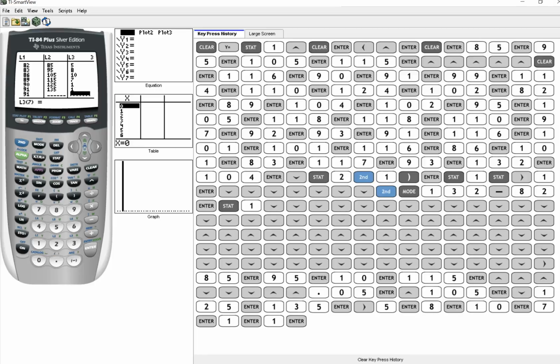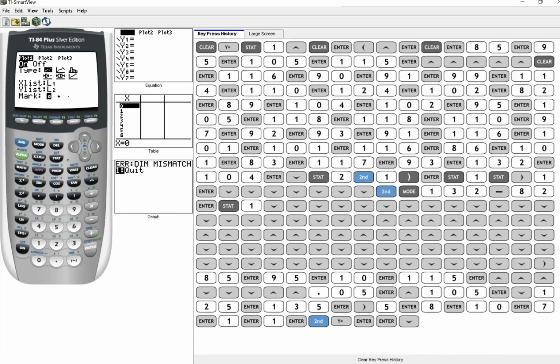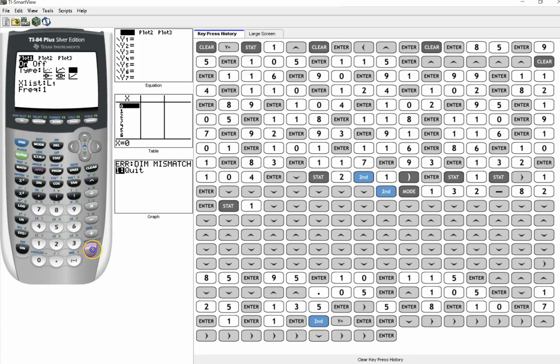histogram. So press second and y equals, and that's going to get us to this plots area, and we're going to turn that plot on. So hit enter, okay, and we're going to turn that on. Now the type here is going to tell us what we want. So for the histogram, we're going to choose the third one over. So go over here. Whoops, went too far. There we go. To the histogram and hit enter.